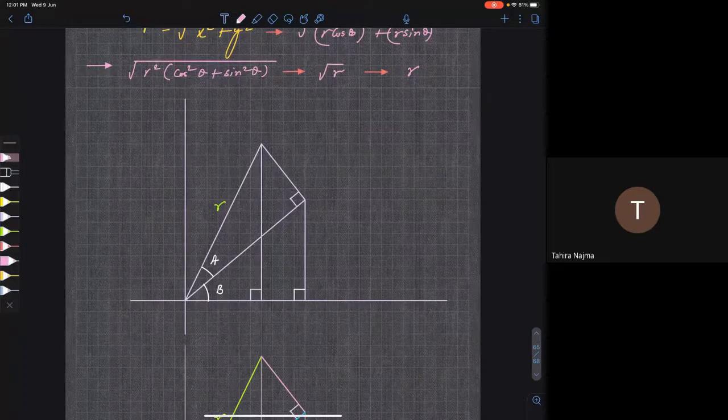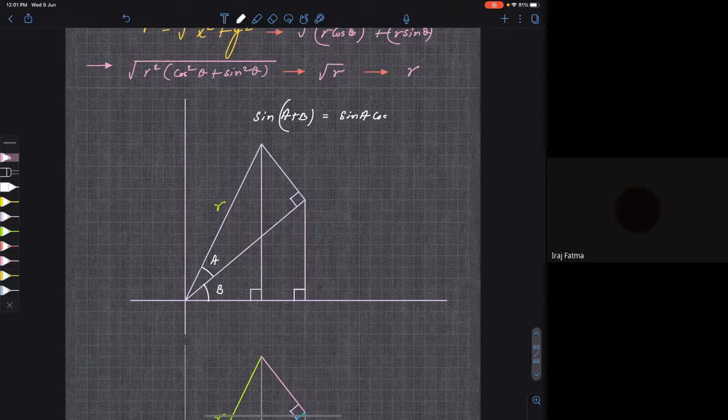Now look at this diagram. Watch carefully. Now what we are trying to prove here? We are trying to prove two formulae. One is sine of A plus B. Let me just write that down. Sine of A plus B is equal to sin A cos B plus cos A sin B.